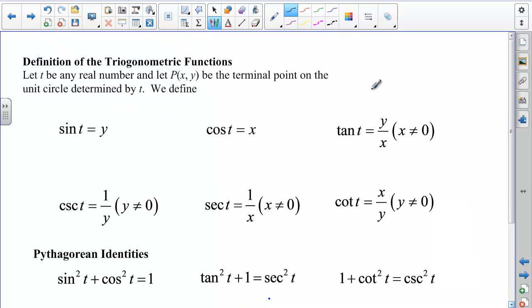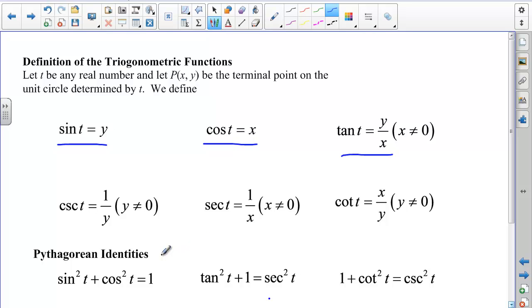Now the other thing that we can talk about is the trig function identities. And this here is talking about relating the points on the unit circle to trig functions. And so sine of t is equal to y, cosine of t is equal to x, tangent is y over x, and then our reciprocal functions: cosecant of t is 1 over y, secant of t is 1 over x, and cotangent of t is x over y.